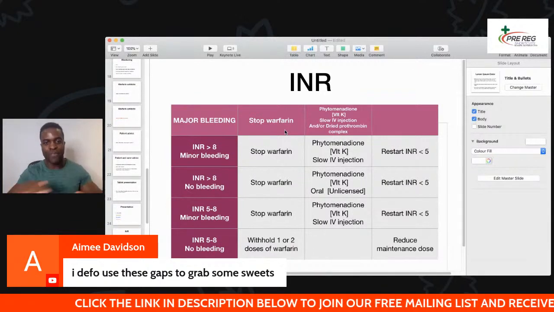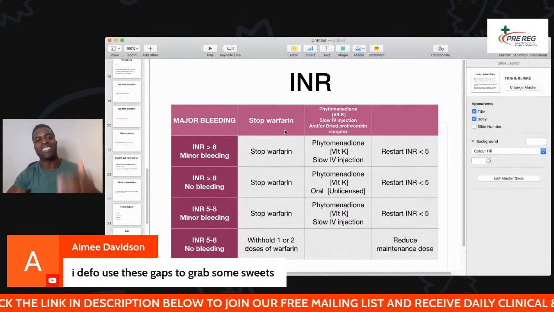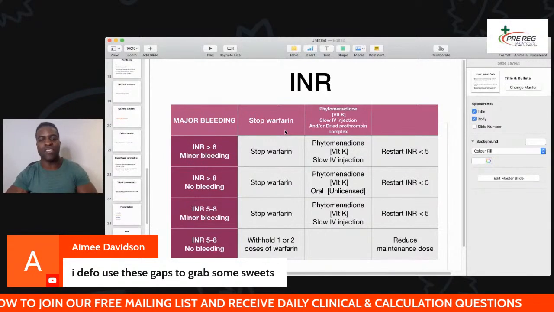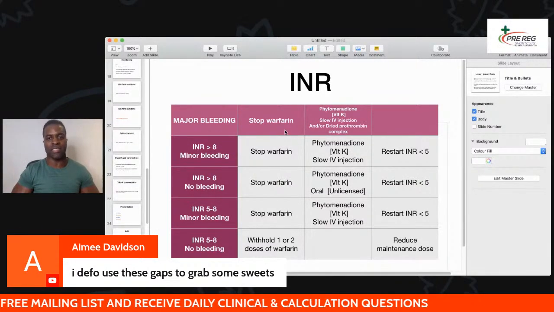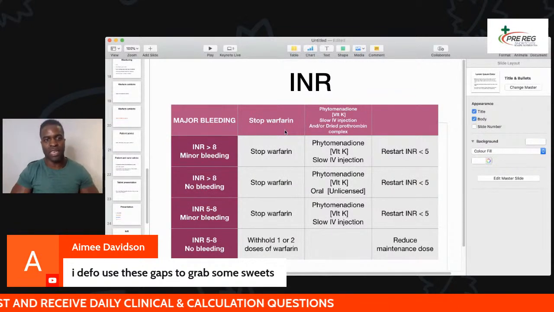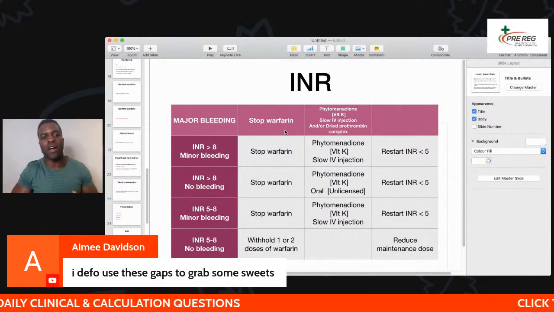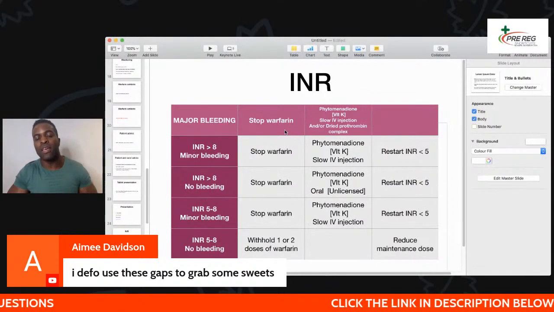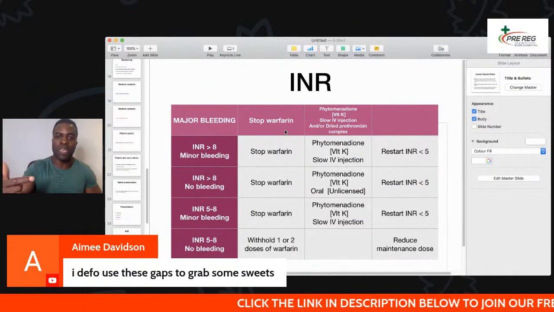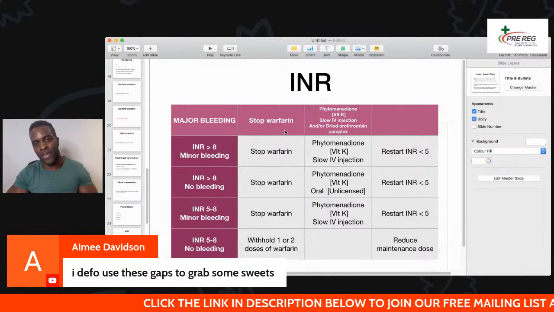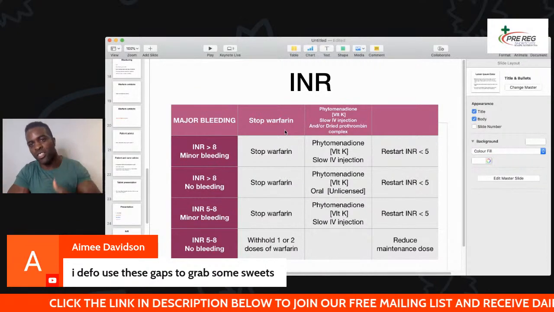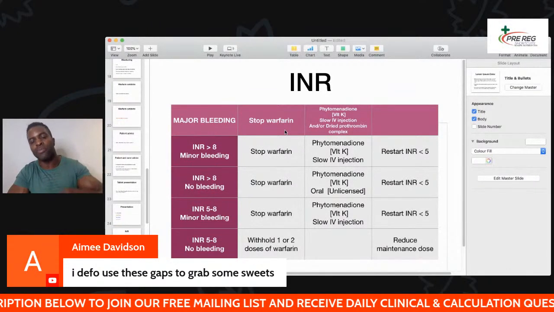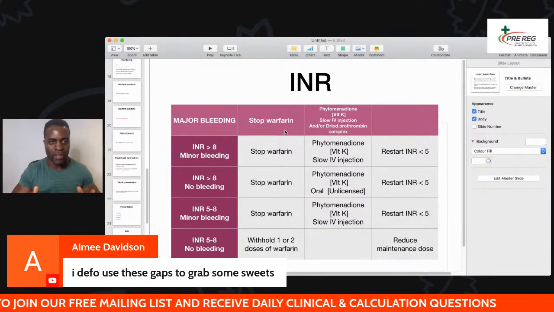If you ever hear any question where a patient is actually bleeding, you always give them IV vitamin K, regardless. If they're bleeding, IV vitamin K. So if the INR is above 8 and the patient has minor bleeding, you stop warfarin and give them IV vitamin K. Then you restart warfarin once the INR has come down below 5.